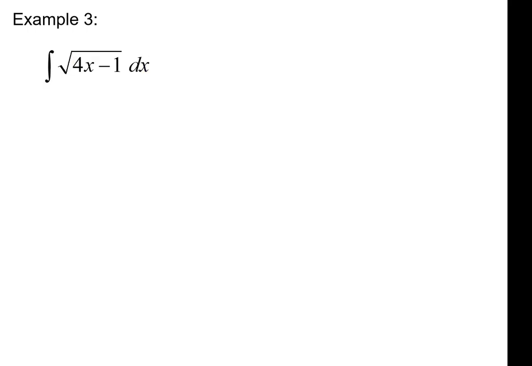Let's try another one. We've got the square root of 4x minus 1 as our integrand. What's on the inside of the function is going to be our choice of u. So we're going to let u equal 4x minus 1. Take the derivative of that, so du dx equals 4. Now what you'll notice this time is there's no 4 sitting outside of the radical like there was in the last question, where you had the 2x sitting on the outside.